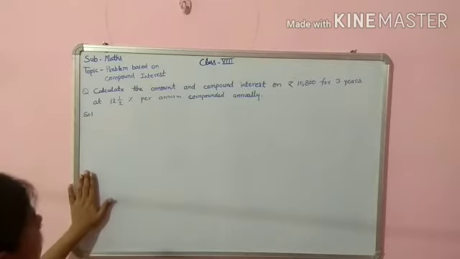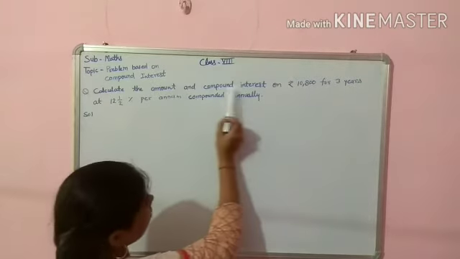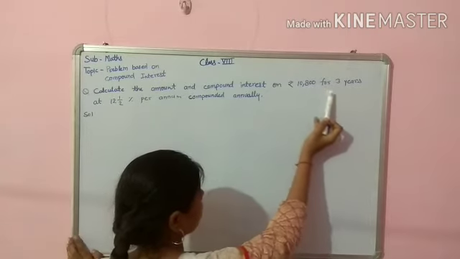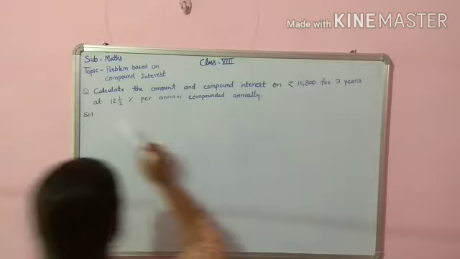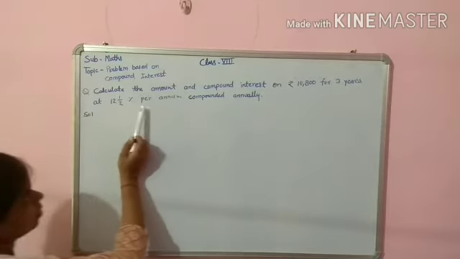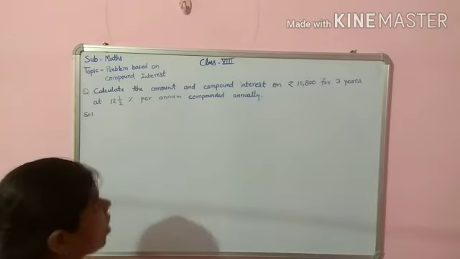Here is a problem. Calculate the amount and compound interest on rupees 10,800 for 3 years at 12 and 1 by 2% per annum compounded annually.